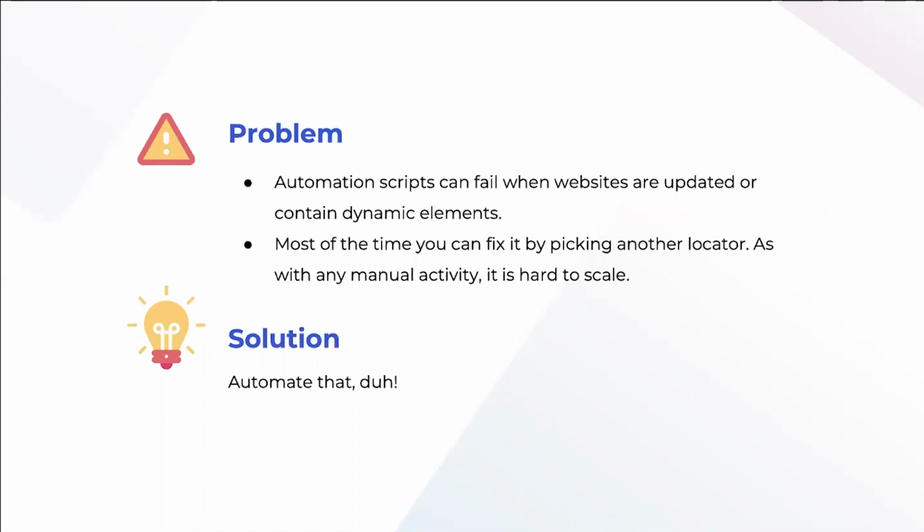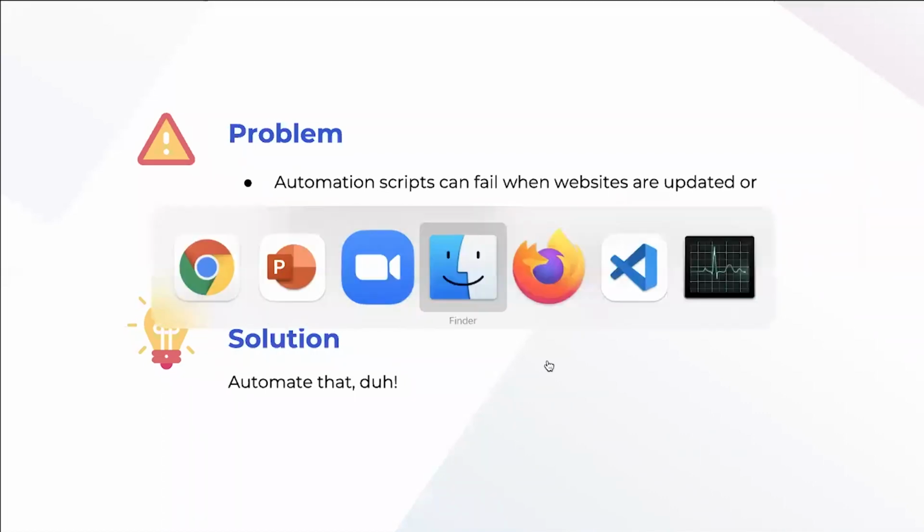And previously when that happens, you have to manually pick a different locator and just rerun the test to see if the new locator or the new description of the element works. So let me show you what I mean by that.